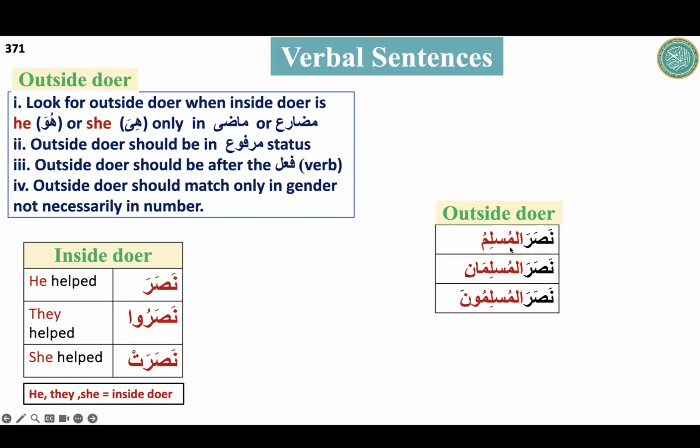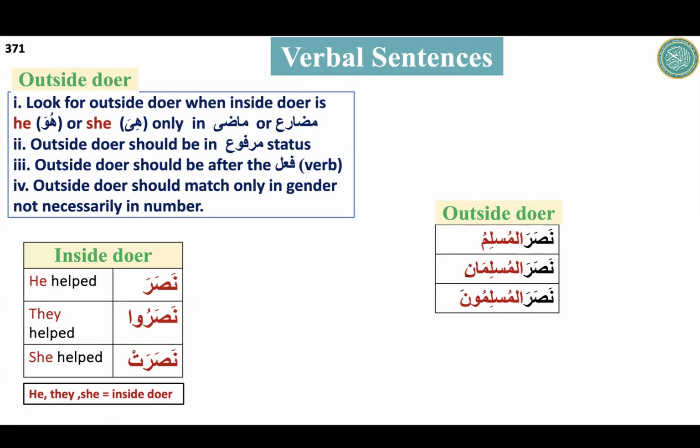Let me change something here. Let me say this is Nasara al-Muslima, so Muslima. In that case, we check again whether there exists any outside doer. Now we see there is another ism here, but it's in the nasab status. Since it is in the nasab status, it is not the outside doer. So in that case, the translation would be: he helped the Muslim. He helped the Muslim. Very important concept.